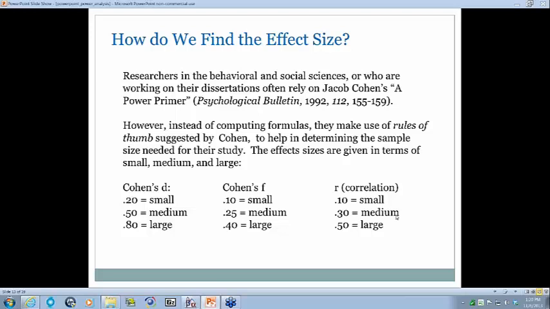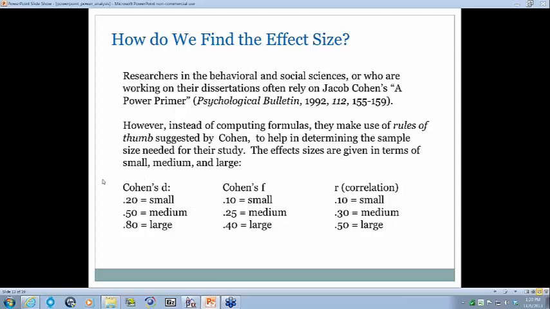As I was saying before, researchers in behavioral and social sciences, or who are working on their dissertations, often rely on the Power Primer. They rely on Cohen. When he wrote this, he made use of rules of thumb that he suggested, and this is what people will use.